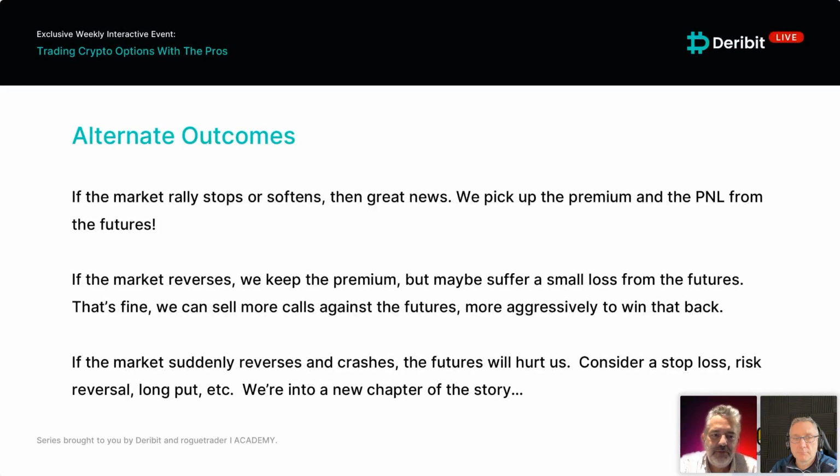And then the third outcome is that actually the market suddenly reverses and dumps like $5,000. Well, yeah, so we need to have a stop loss on that future. Maybe put that stop loss at 25k, something palatable, whatever's right for you. We could sell a long-dated risk reversal, which is where you sell a call and buy a put. We could buy a long put, maybe long-dated long puts. We can do all kinds of stuff. There's a whole chapter of stuff we can get into there, and we can cover that in our courses.